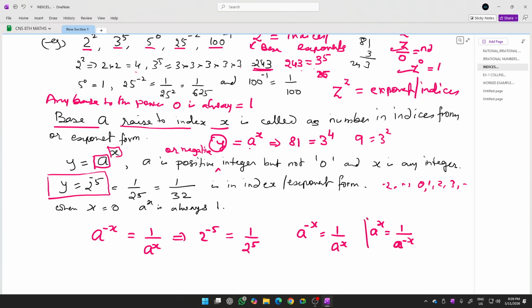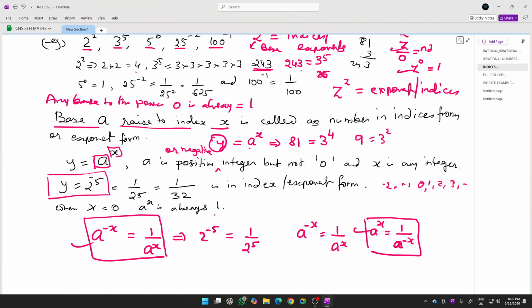Okay. a raised to x is equal to 1 upon a raised to minus x, and a raised to minus x can be written as 1 upon a raised to x. So remember this, right? In indices, this is something that you should understand.